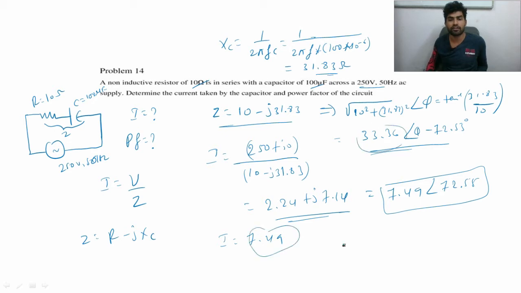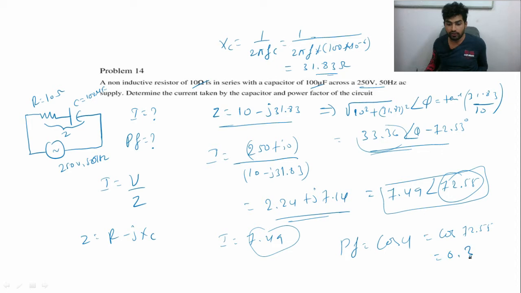Next, we need to calculate the power factor. Power factor is cos phi. So cos phi is equal to what? This phi you have to substitute. Cos of 72.55, what will you get? 0.3 as the power factor. Power factor will always be less than 1. Okay, this is the answer.